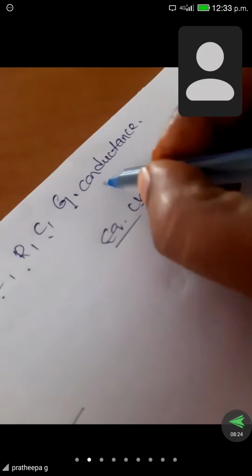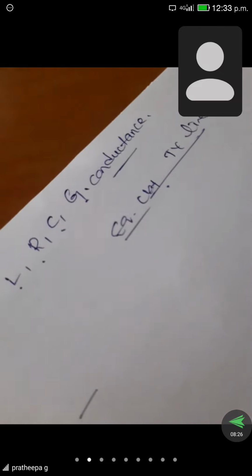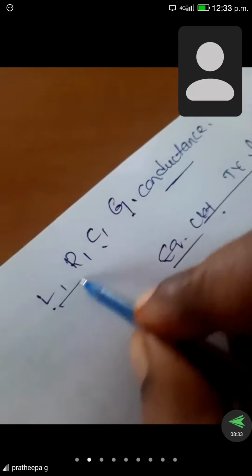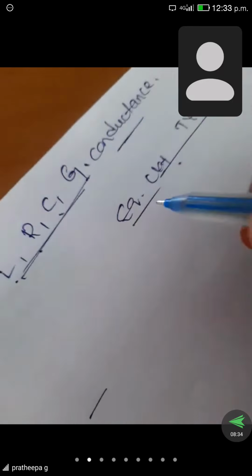What is written here? Conductance. Okay, so using these four components, we can draw the equivalent circuit of a transmission line.